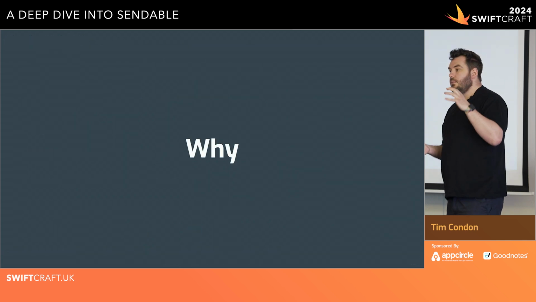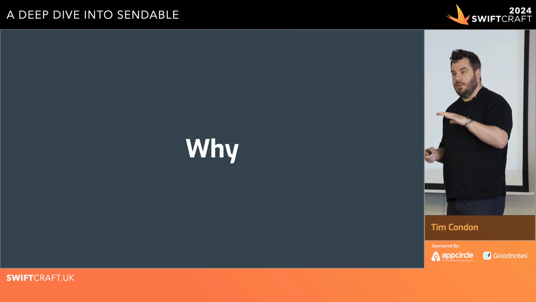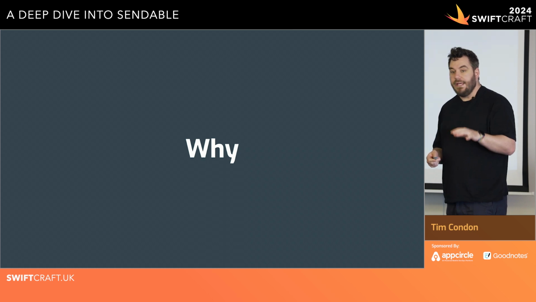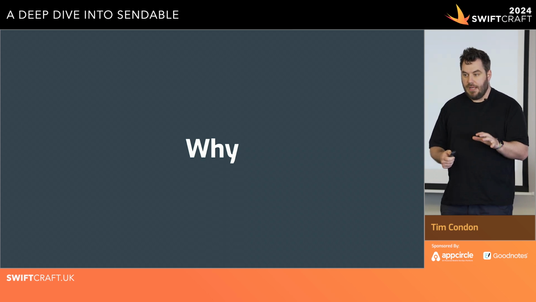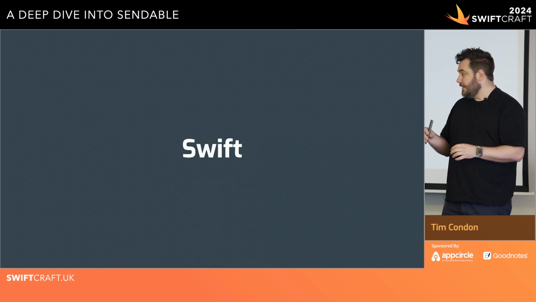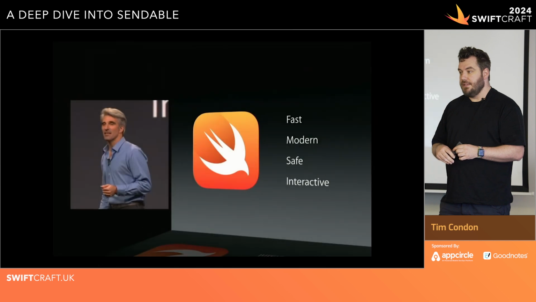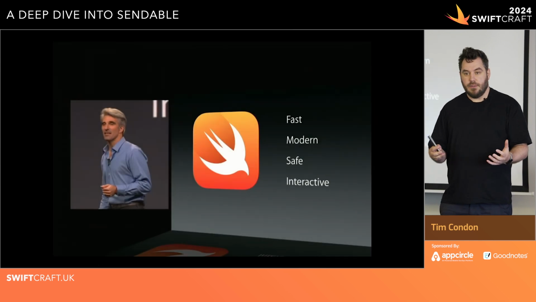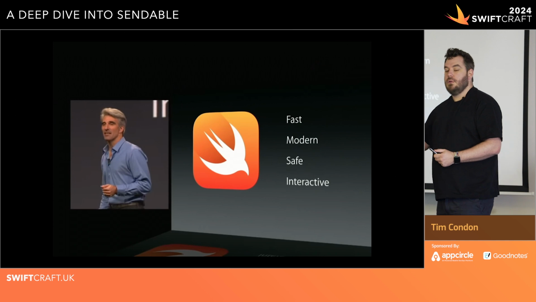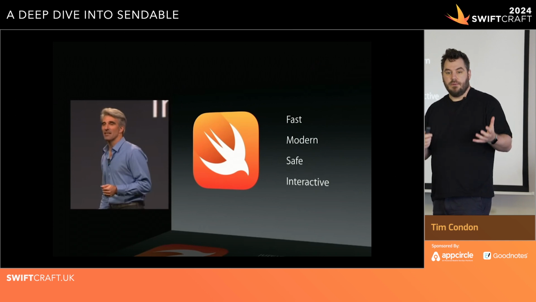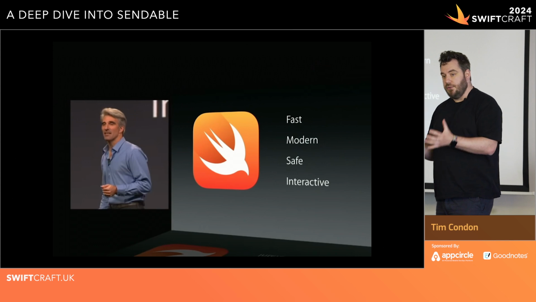So before we can talk about what Sendable is, we need to understand why it exists. And in order to do that, we need to go right back to the start of Swift. And back in 2014, Craig Federighi got on stage at WWDC and launched this brand new language to rapturous applause, which was supposed to be a modern equivalent of Objective-C. So all the Objective-C that was being written, all the developers would be able to migrate to this new language.